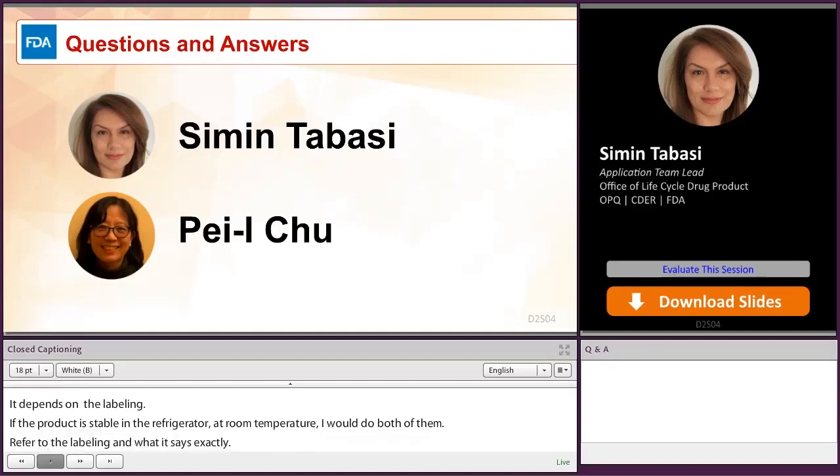I would say it depends on the labeling. If labeling says that the product is stable in refrigerator. All right, great, and thank you.